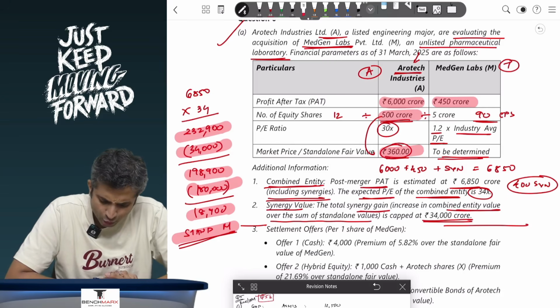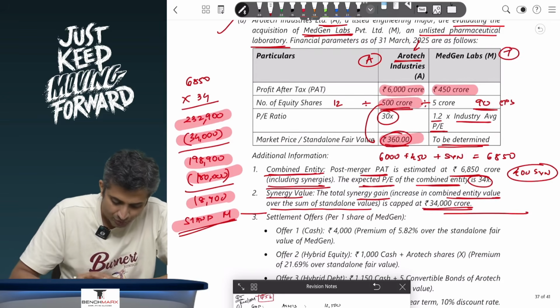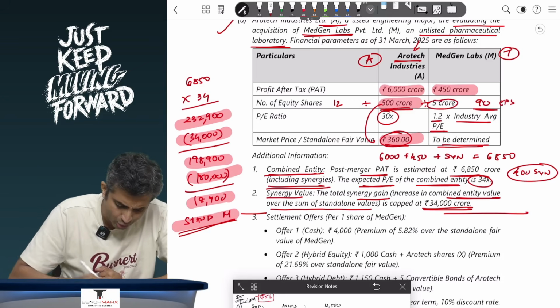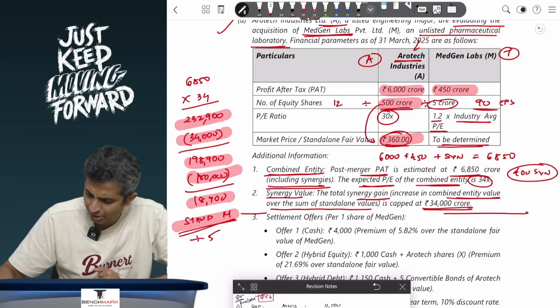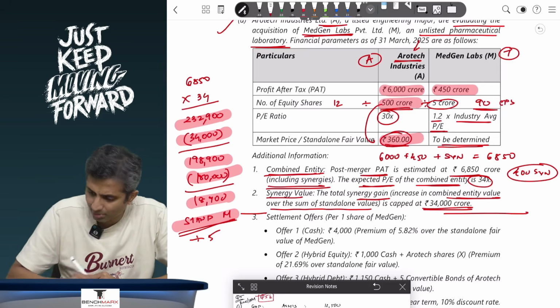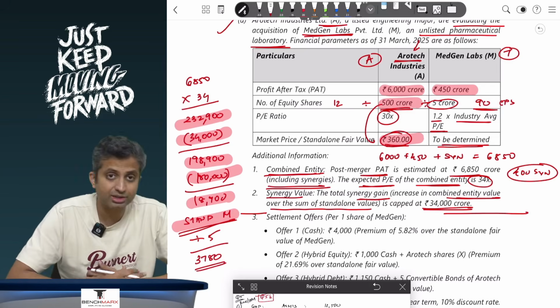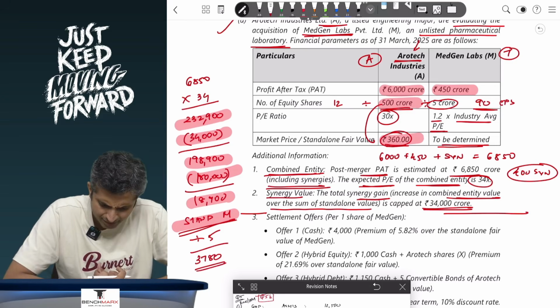But this is the standalone value of MedGen. If I want to find, let us say, the number of shares over here is 5 crores. So if I do divided by 5 on a per share basis, 18,900 divided by 5, if I'm not wrong, this will come to around 3780. This will come to around 3780, which is a standalone value per share of MedGen.